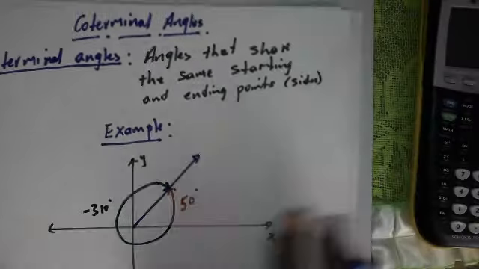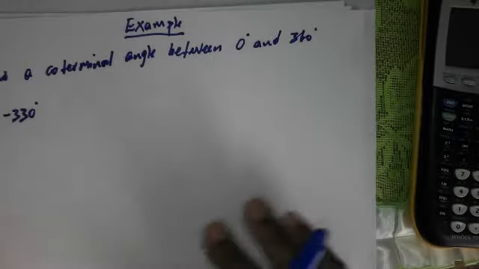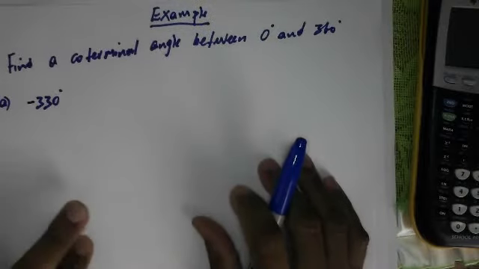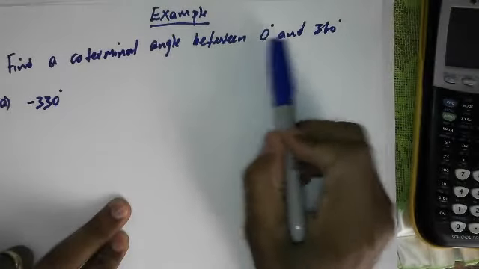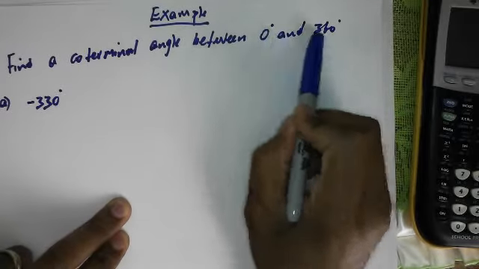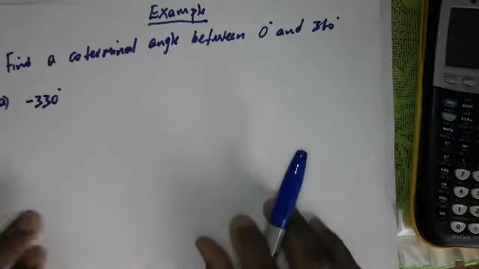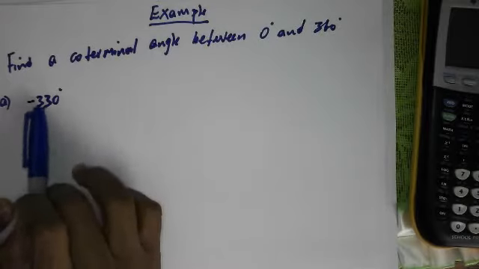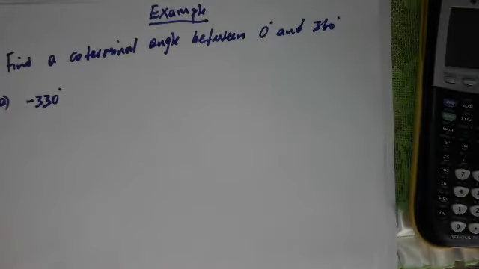All right, let's look at some examples. Example 1. It says find the coterminal angle between 0 degrees and 360 degrees. So this is your constraint. They restrict you, so the angle you get must be within this. The first thing you need to do is draw a diagram to represent this. So here's your diagram.